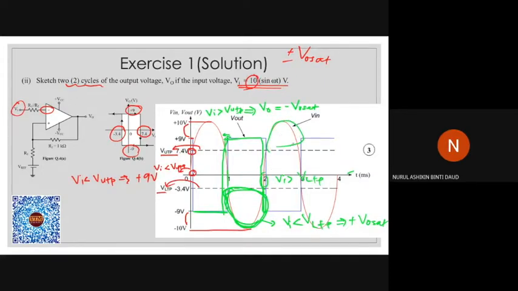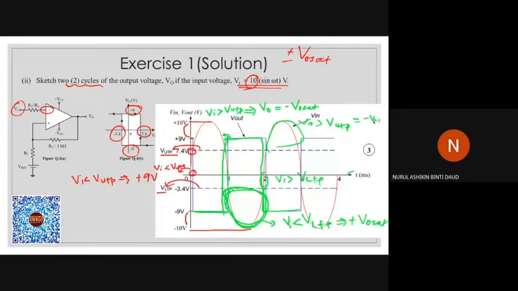Positive cycle here. Again, it will repeat this one. When the V input is bigger than VUTP, it will be minus VO saturation. So we're going to be dropped here. Okay, it will be dropped here. So that's how you want to draw.